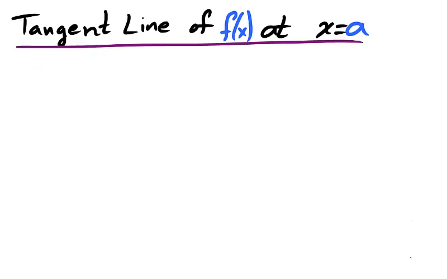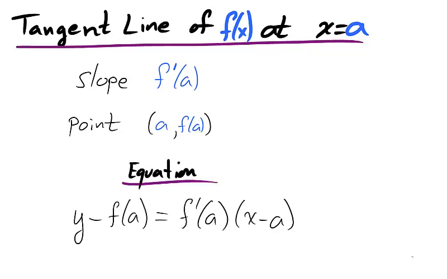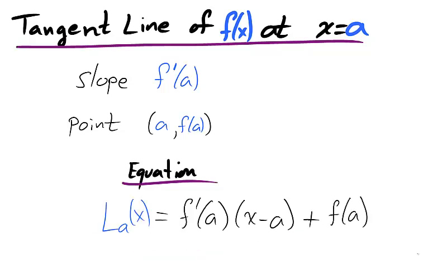We know how to describe the tangent line of a function f at the x value a. It is a line which passes through the point (a, f(a)) and has the slope f'(a). Writing the equation of the tangent line in point slope form, we have that y minus f(a) equals f'(a) times (x minus a). Remember that a non-vertical line is a function. Therefore, we solve for y, and we give the function a name, L sub a, L for tangent line, and a for the location of the tangent line on the curve.